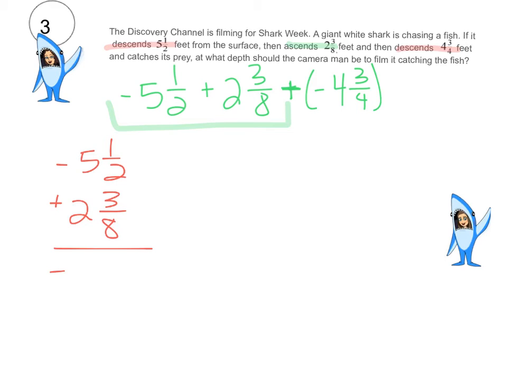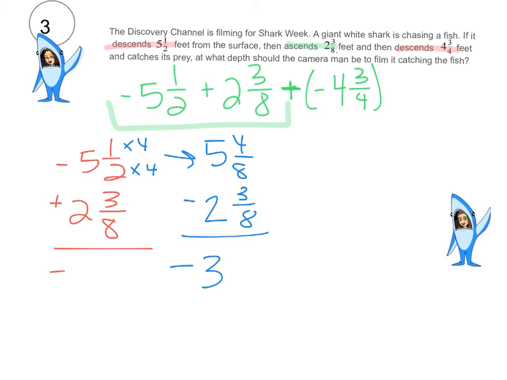Before I subtract, though, I do need to find common denominators. So I'm going to make this denominator an 8 by multiplying the top and the bottom by 4. My new fraction is 5 4/8, and we are subtracting that with 2 3/8. I'm going to bring down my negative again because remember I know it's negative because 5.5 is bigger than 2 3/8. So 5 minus 2 is 3, 4 minus 3 is 1, with my denominator still 8.